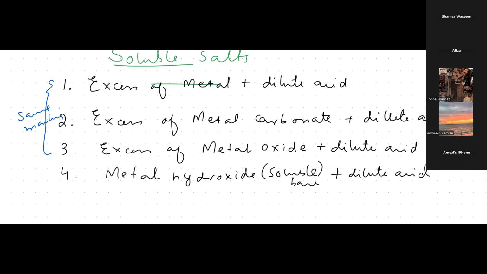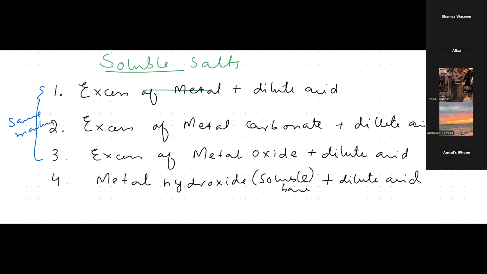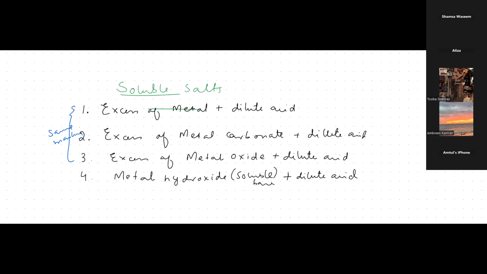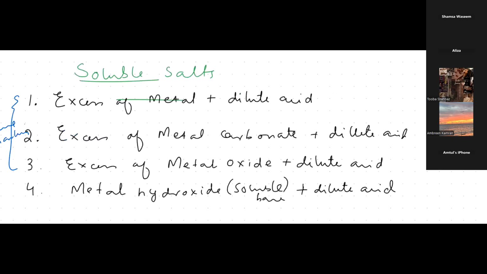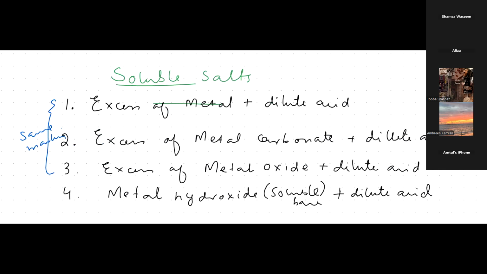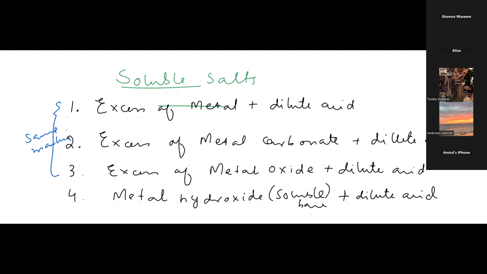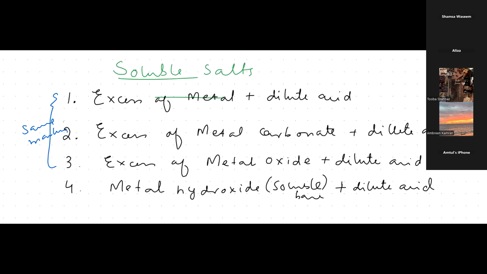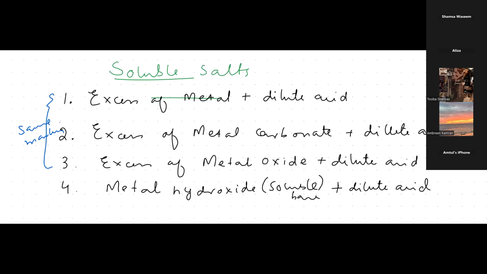Like these are the methods. Now a little bit of rote learning is involved here, but okay, I'll try my level best that through the videos and all I can make it easier. Okay? So that's the first method, use of excess of metal plus dilute acid. We cannot use this method to make group 1 salts or ammonium salts because they are highly reactive metals.